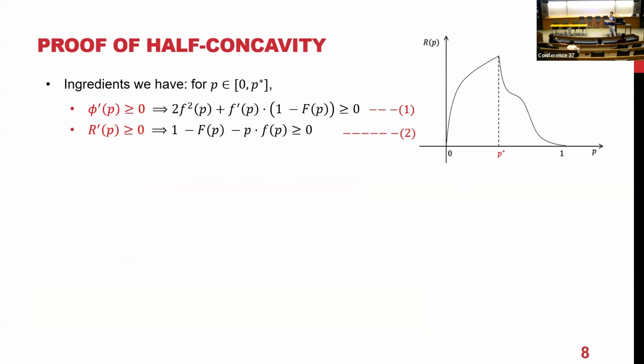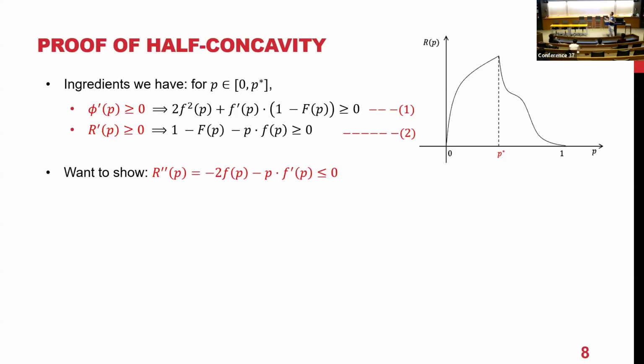So to give the proof, we first introduce the two ingredients that we want. The first one is that the derivative of function phi should be greater than 0, because the phi v is non-decreasing. The second ingredient is that the derivative of function r should be greater than 0, because we only focus on the left-hand side of optimal price P star, and in that region, the revenue curve is increasing.